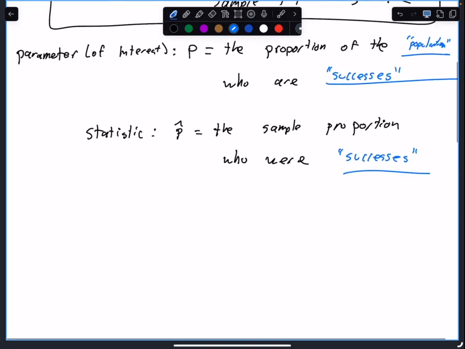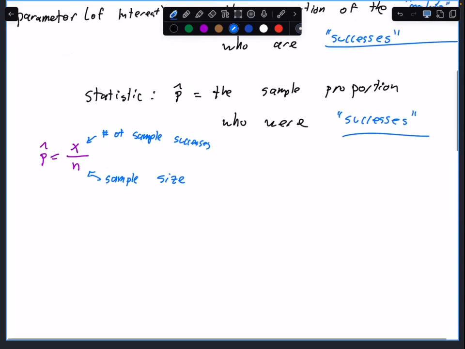As a reminder, p hat is calculated by taking the number of successes divided by the sample size. So x represents the number of sample successes, and n is the sample size. And that gives me a p hat when I divide, and that's kind of what you were doing in the beginning of your notes.